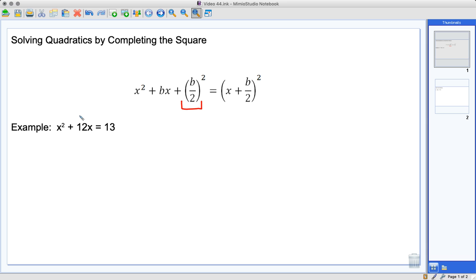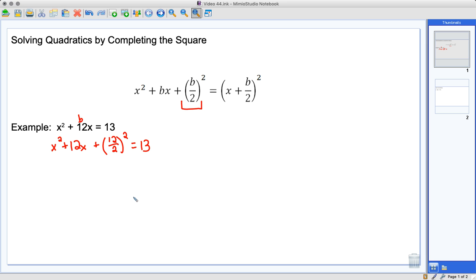So my 12 is my b in this case. It's always the number in front of the x term. So we're going to have x squared plus 12x plus, and then we're going to have 12 over 2 squared.